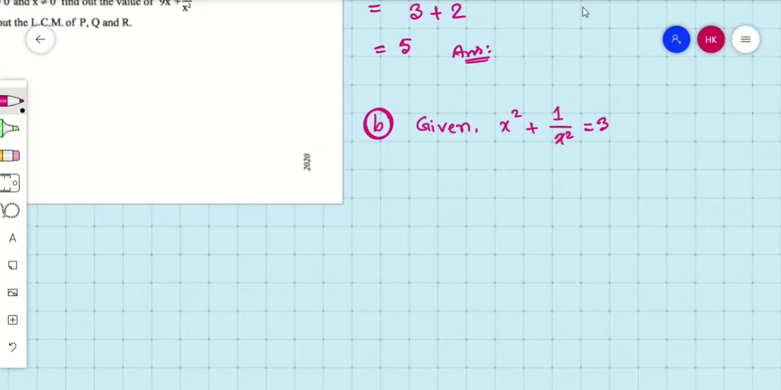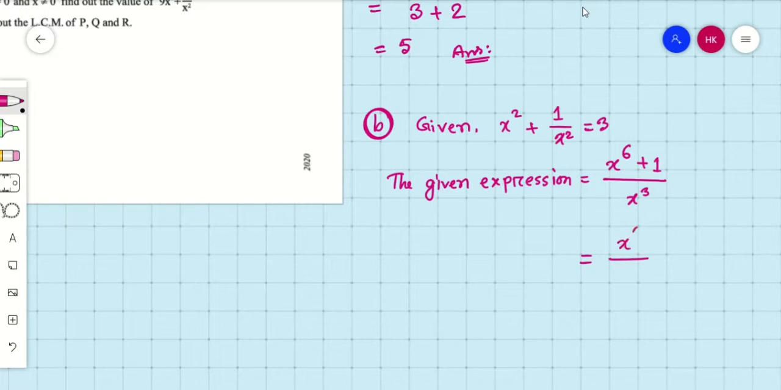Now the given expression is equal to x to the power 6 plus 1 divided by x cube. We can split this division, x to the power 6 by x cube plus 1 by x cube, because we know that a fraction a plus b by c, we can write as a by c plus b by c.